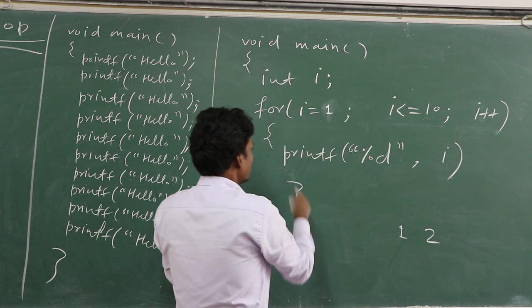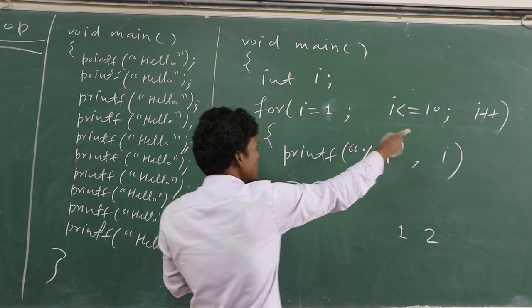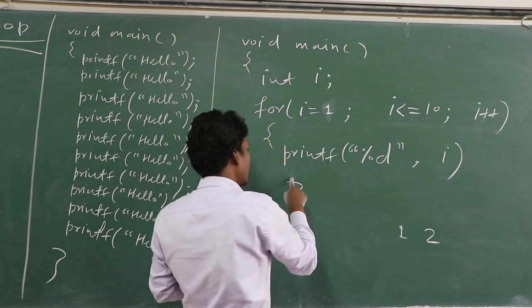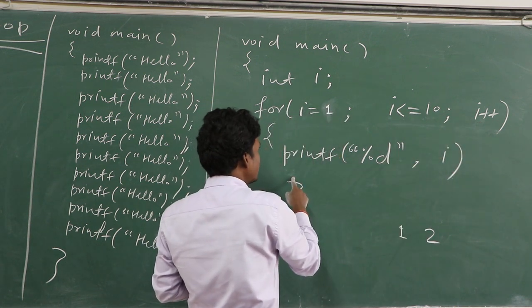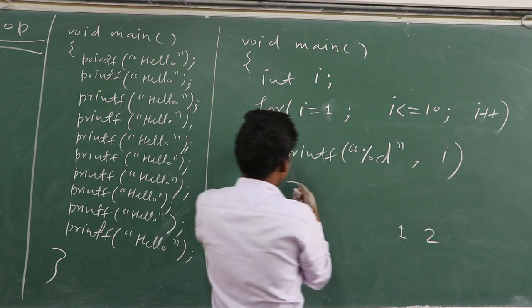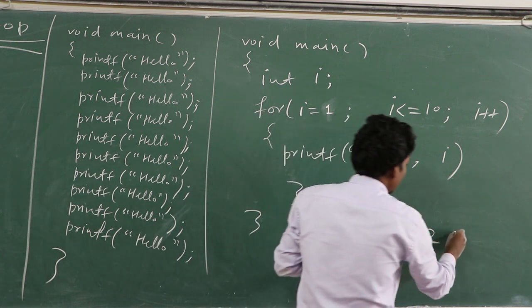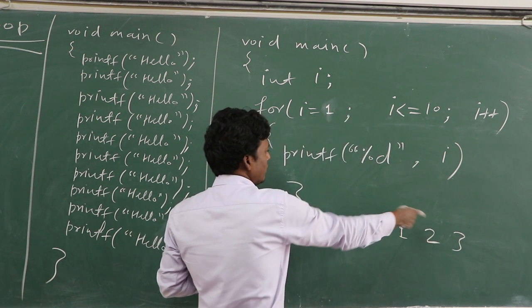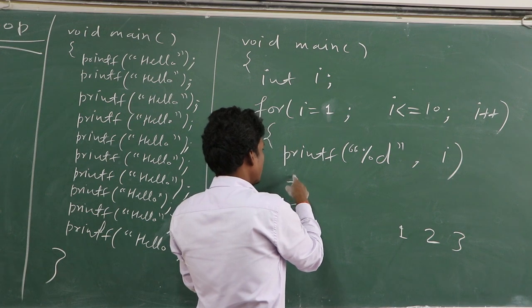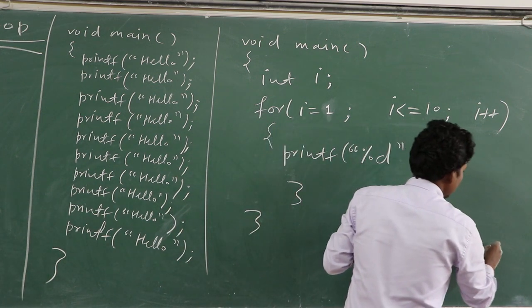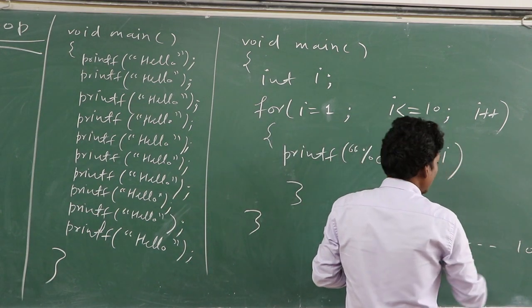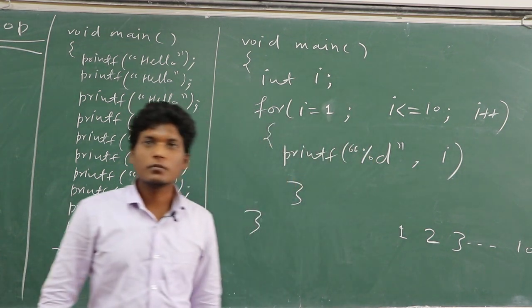Now the value is 2, and I becomes 3 because I plus plus works at the end. I is 3, which is less than or equal to 10, yes, so this set of statements will execute. The value is 3, then I plus plus, and the value becomes 4. In this way you print natural numbers from 1 to 10.